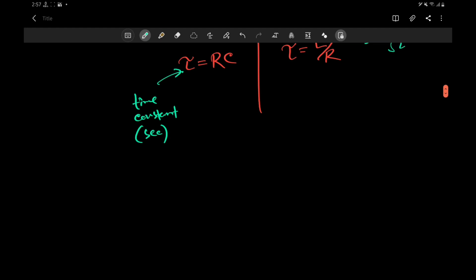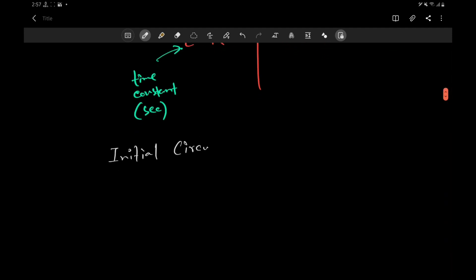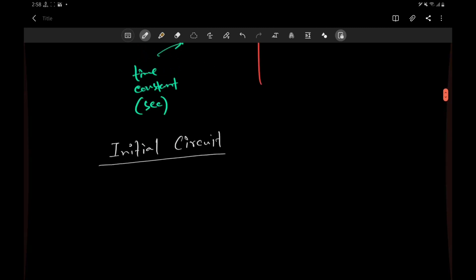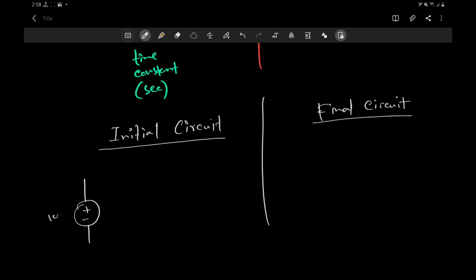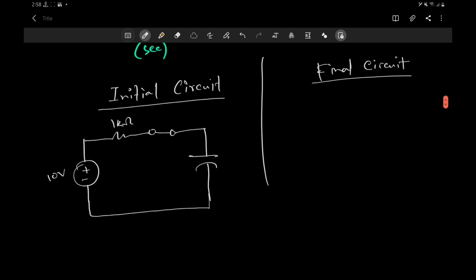So the initial circuit, what do we mean by initial circuit? I think we should always draw two circuits, an initial circuit and a final circuit. The initial circuit will draw everything the same, at the moment you close the circuit. That's what you want to draw. Like if you have 1 kilo ohm and you just closed this switch, and you have that capacitor. So this is t equals 0, or better, t equals 0 plus, right after the moment you have closed the circuit.